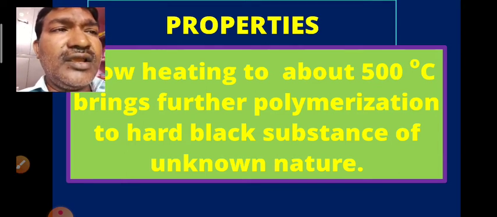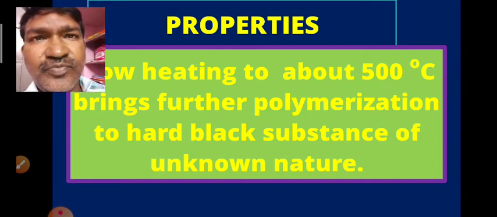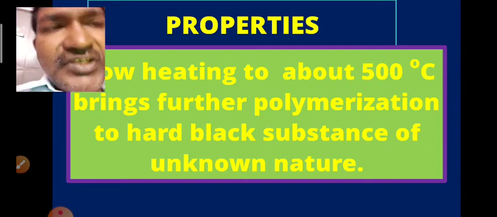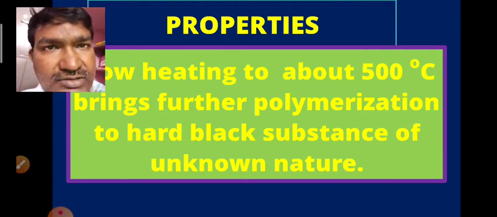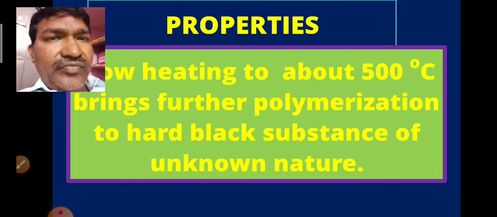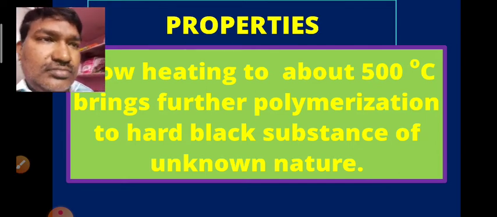Again, on heating at about 500 degrees centigrade, further polymerization takes place, and this phosphogen changes into a black substance of unknown nature. So the nature and the structure of that black substance is not known till now.